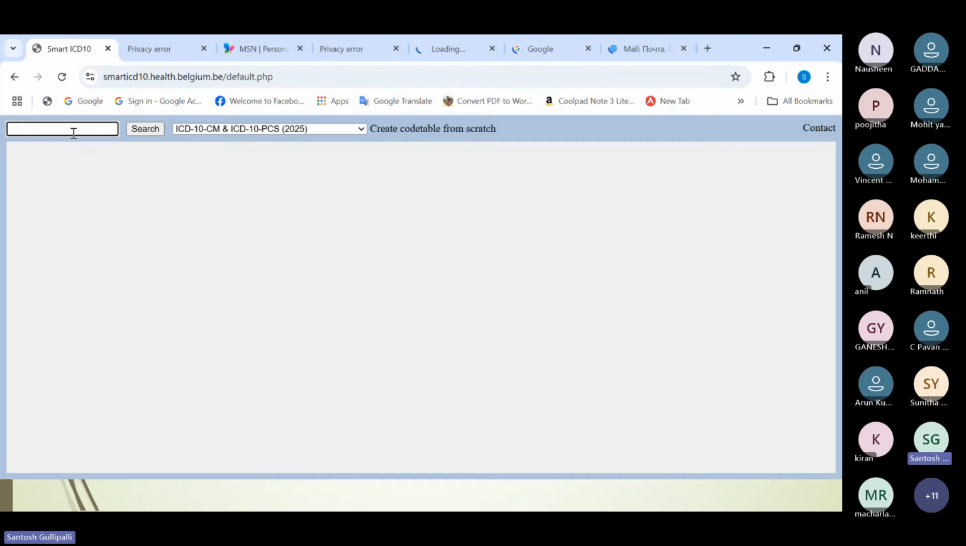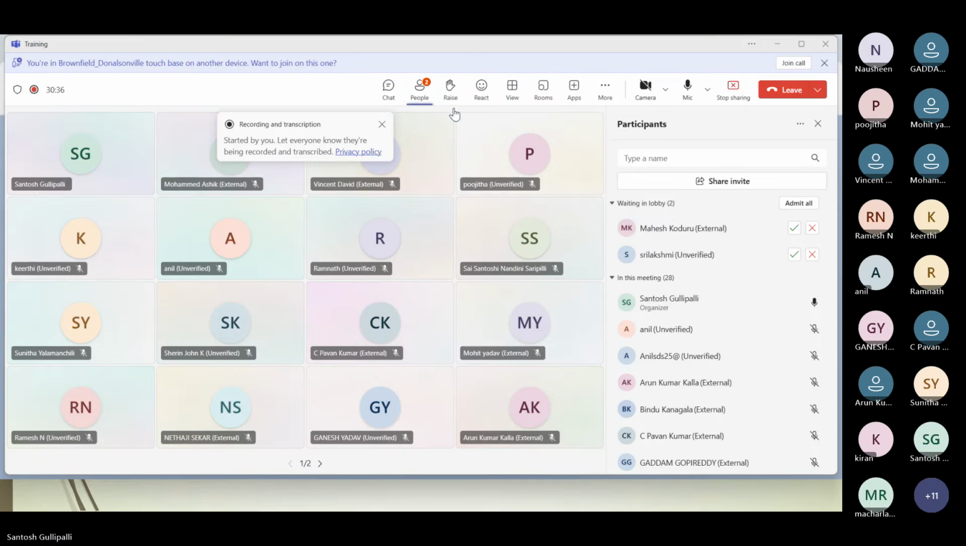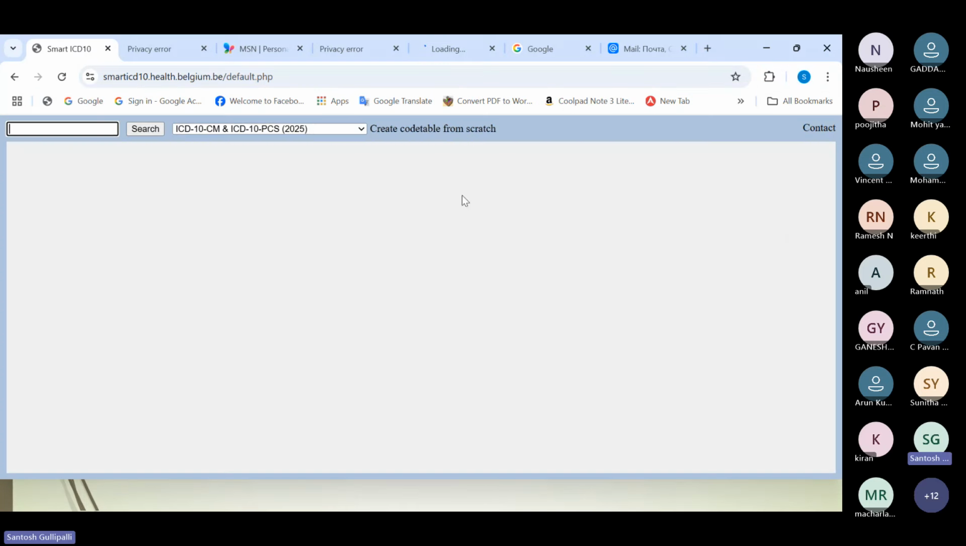For example, the patient comes for severe sepsis. So how to look up the diagnosis code for severe sepsis? What is the main term in severe sepsis? Sepsis.